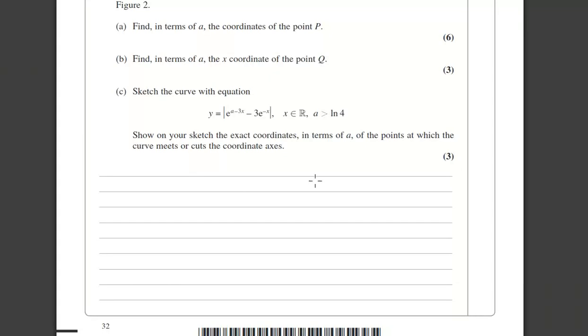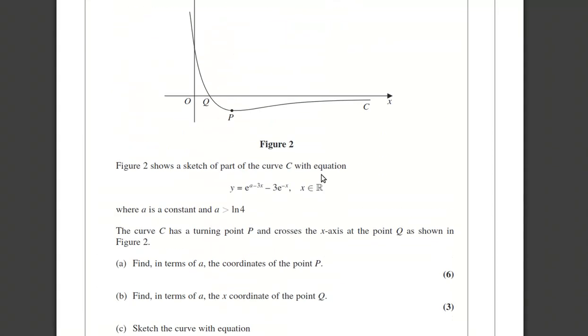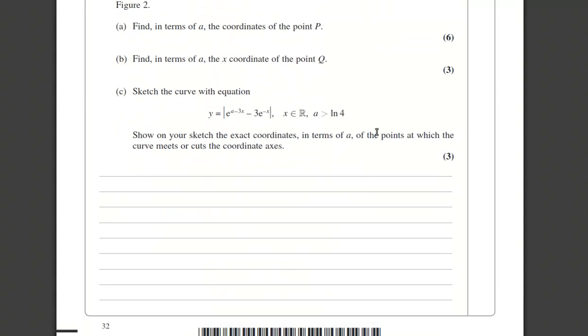So when we see what we've got here, which is this curve here, we're going to bounce it off of Q and let it tend towards C. So on my sketch, it's going to look something like this. Let's draw. Sorry, I'm not great on the tablet, but it seems to me it's going to be going boing and then tapering off there. It's going to have the same coordinates here. It says show in your sketch the exact coordinates in terms of a of the point at which the curve meets or cuts the coordinate axes.